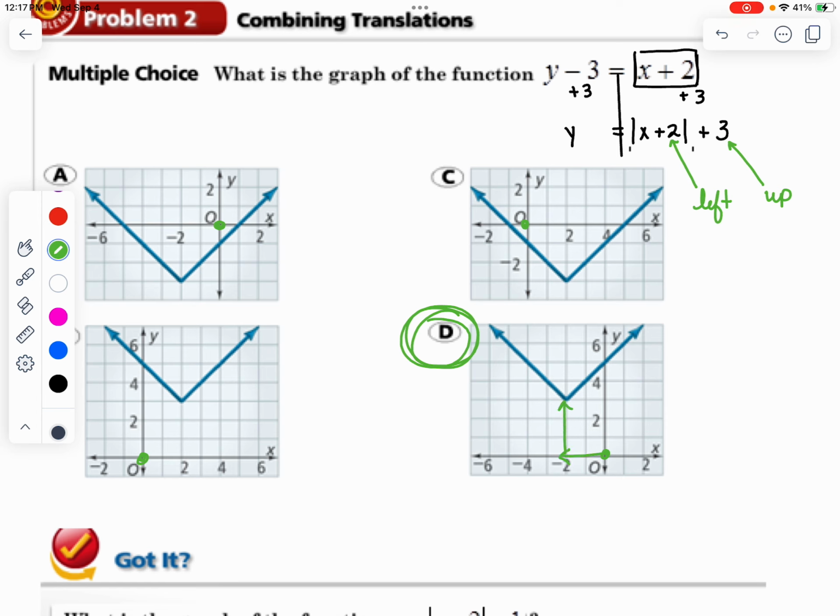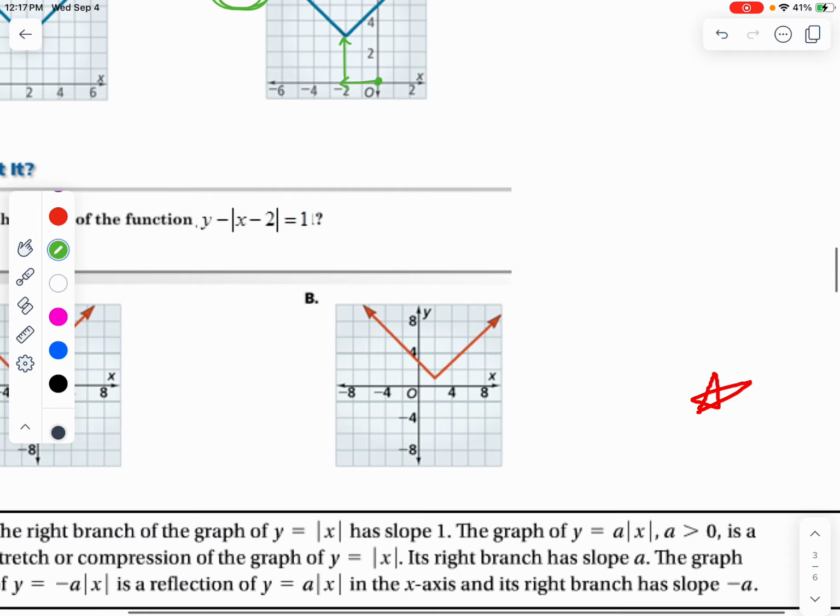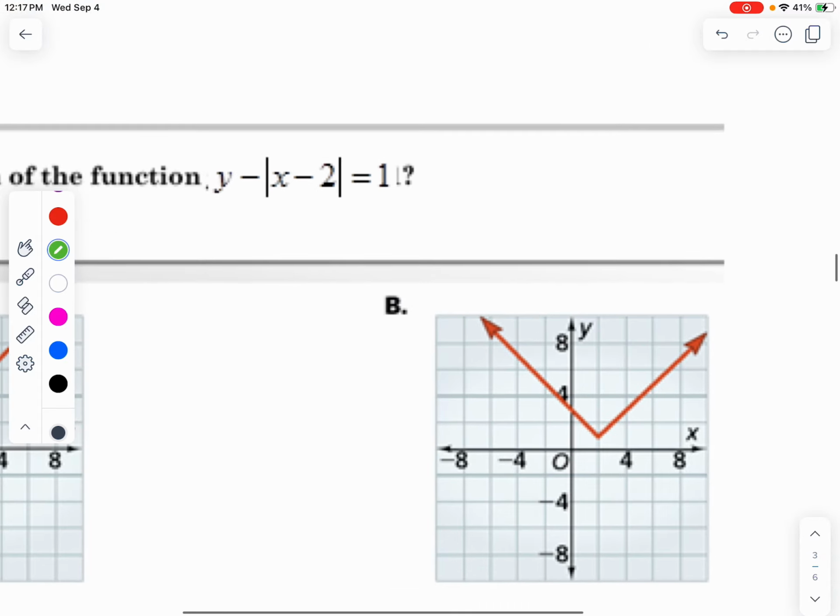So hopefully that'll be nice on multiple choice. You can kind of work it. Just make sure you get y by itself, okay? And we'll do this one. Does it have a star? Yeah. See how y is not isolated on this one?